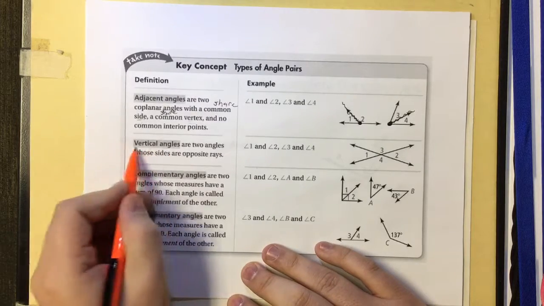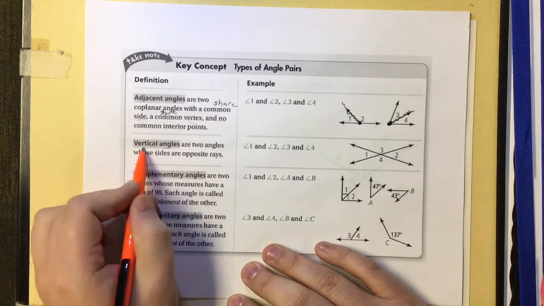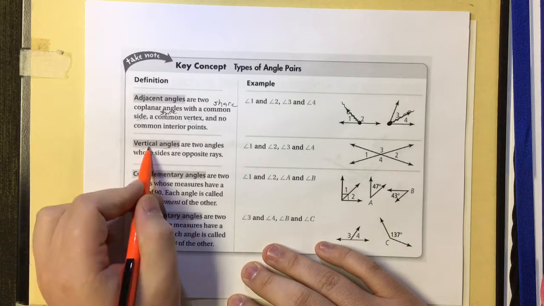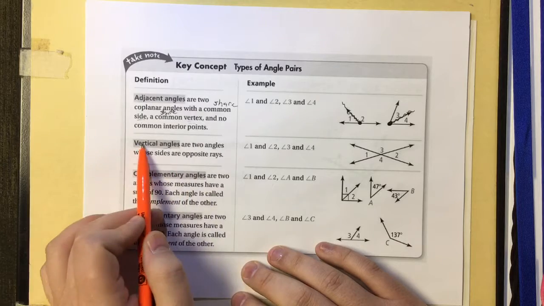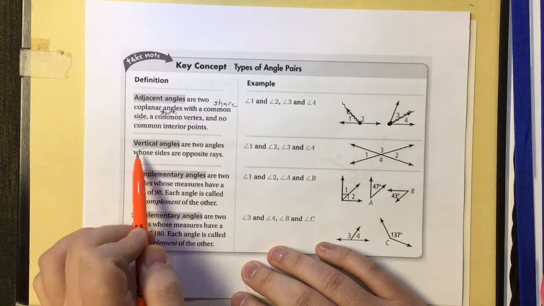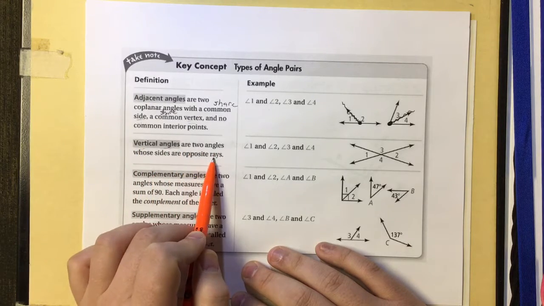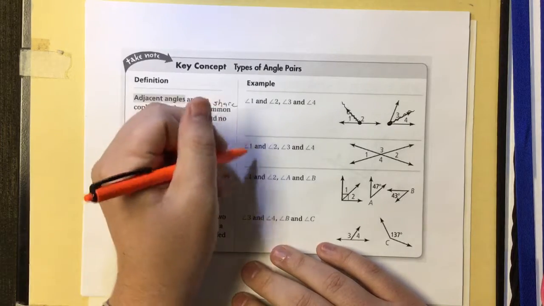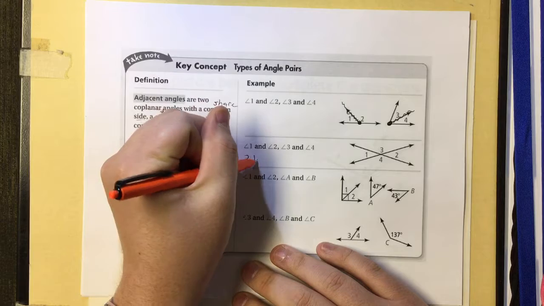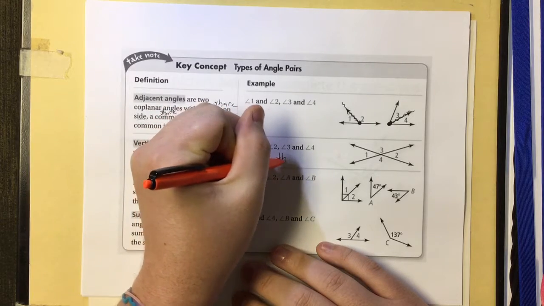Our next one, and this one's going to pop up a lot more than adjacent angles, is vertical angles. Vertical angles are going to pop up a whole bunch throughout the rest of this semester. So vertical angles are two angles whose sides are opposite rays. Really what that means is it's two angles that are formed by two lines that cross.